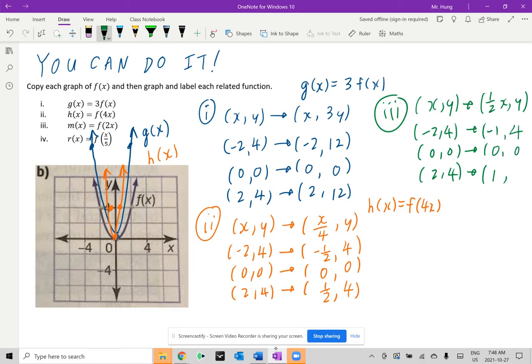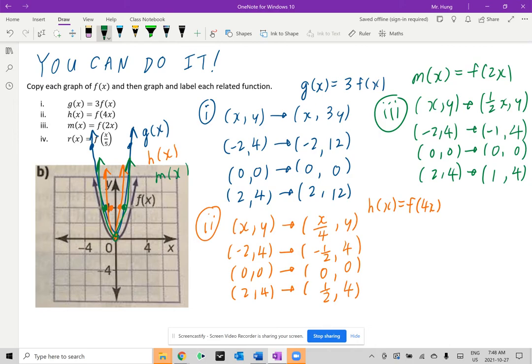Again, the y values remain the same. I go back. I go left by 1 this time, up by 4. 0, 0, again, that's the invariant point. It's the same from before and after. I go right by 1, up by 4. I connect them. It's going to look, roughly speaking, something like that. Again, I label this as m of x. Again, m of x in this example is going to be f of 2x.